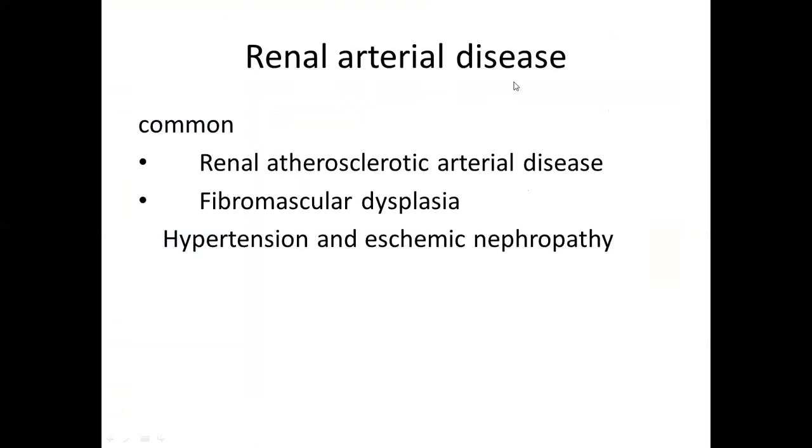Right. So I'll move on to renal artery disease. We usually have two common problems with the renal arteries. The first one being renal atherosclerotic arterial disease, and the other one being fibromuscular dysplasia. These two conditions usually result in hypertension and ischemic nephropathy.